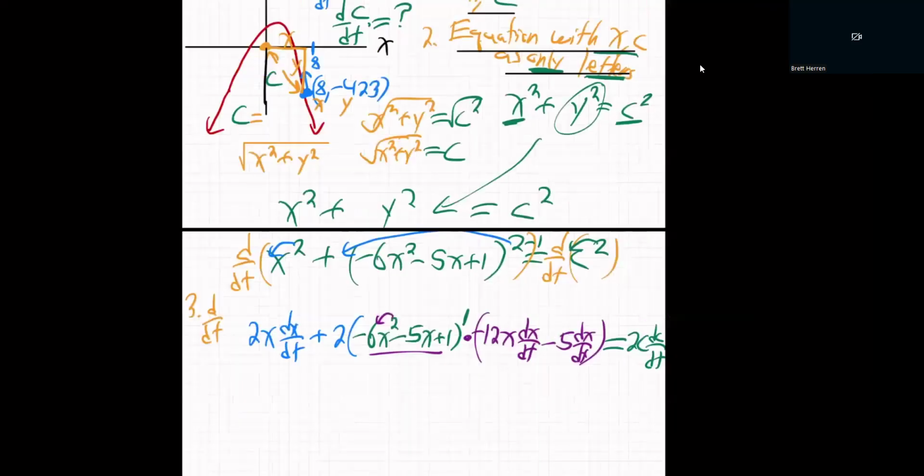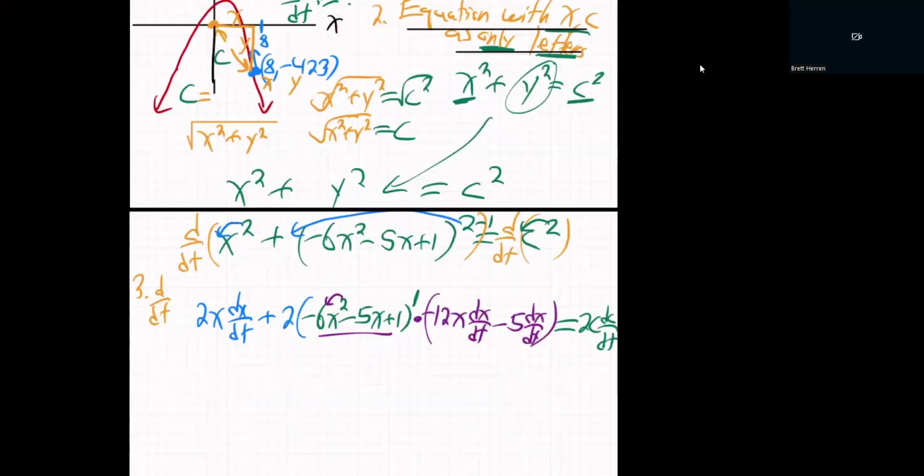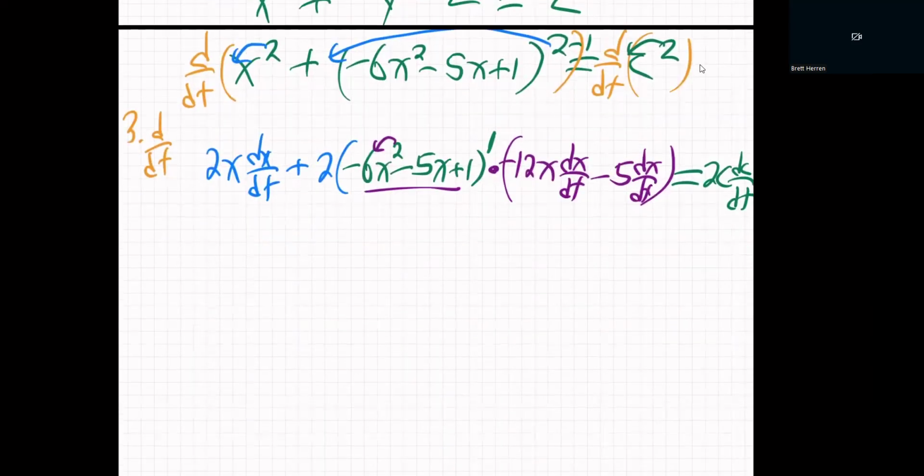So now we got to plug in our stuff. What are we looking for on this one? We're looking for dc dt. So really, we've got a mess, don't we? But dc dt can be found right now. Let's just plug in some stuff. So I'm going to say, okay, step 4 is plug in.